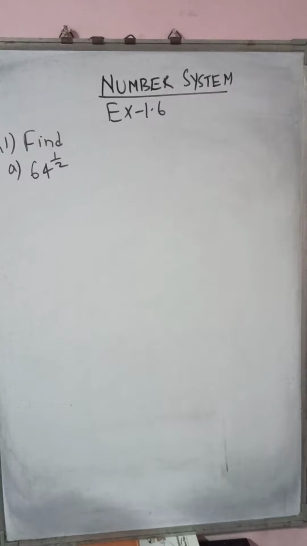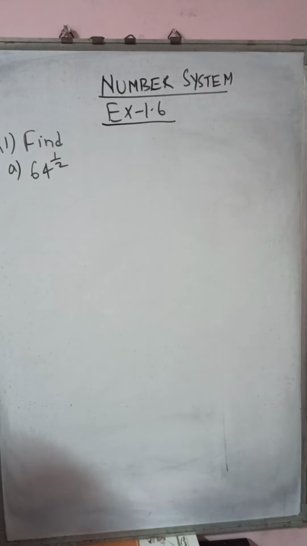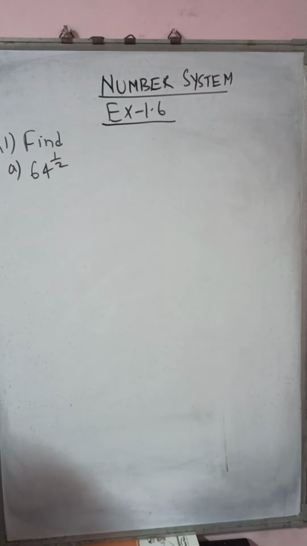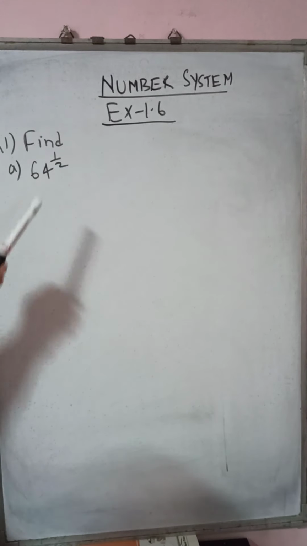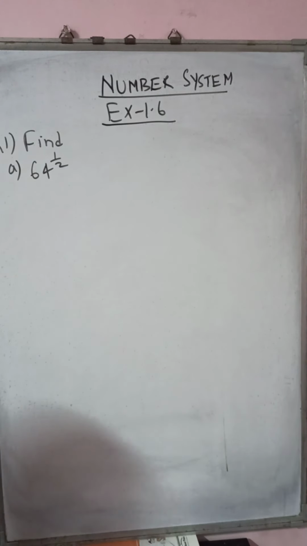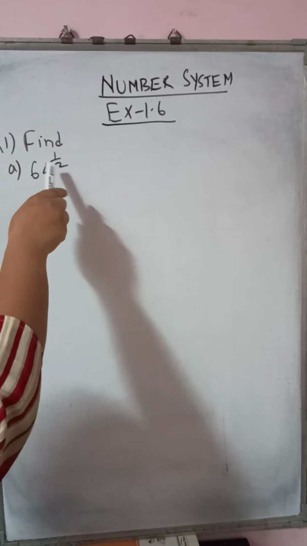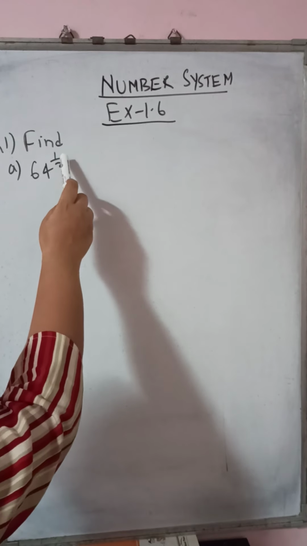Today we are going to do question number 1, exercise 1.6, number system. The question is: find 64 raised to power 1 by 2. You have to find the value of this, so you have to simplify this. Now listen very carefully. What is the power of 64? 1 by 2. What is the denominator of the power?